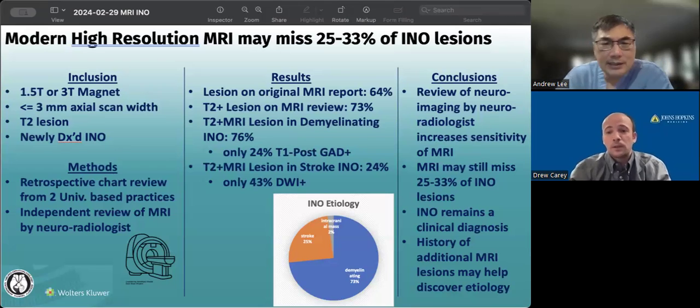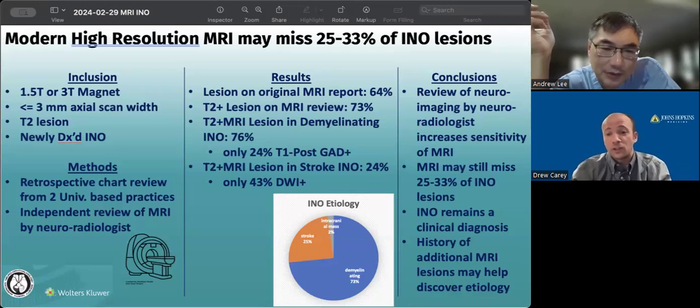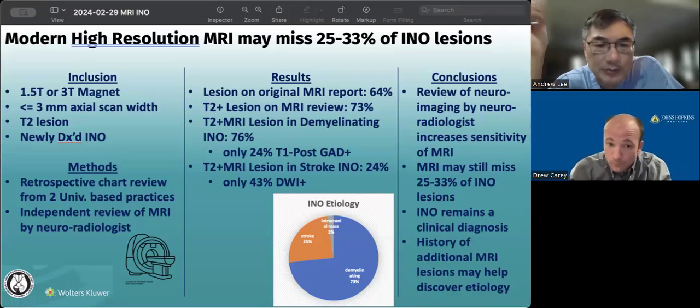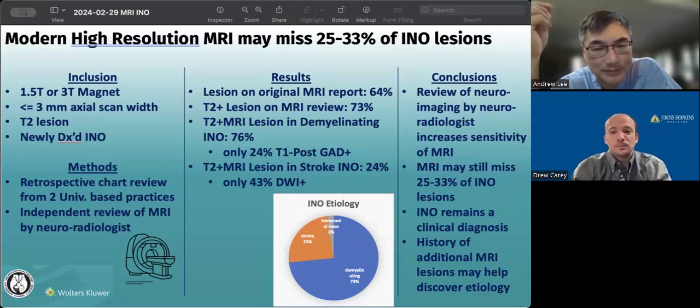So, isn't DWI supposed to be easier to find in a stroke? Shouldn't you see restricted diffusion, or is it too small? A lot of times these lesions are really small. And I think that's the problem.